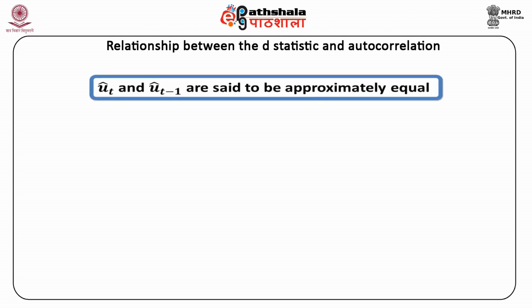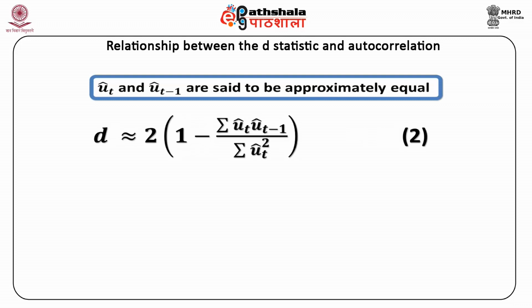ut hat and ut minus 1 hat are said to be approximately equal since they differ in only one observation. Therefore, the value of D statistic mentioned in our equation 1 may be written as D is approximately equal to 2 into 1 minus sigma mu t hat into mu t minus 1 hat divided by sigma mu t hat square. In both these cases, the summation, as we said earlier, is over t. This is our equation 2.